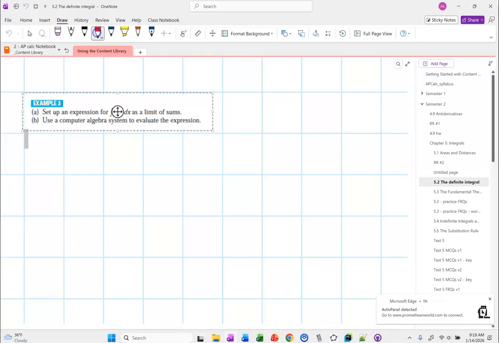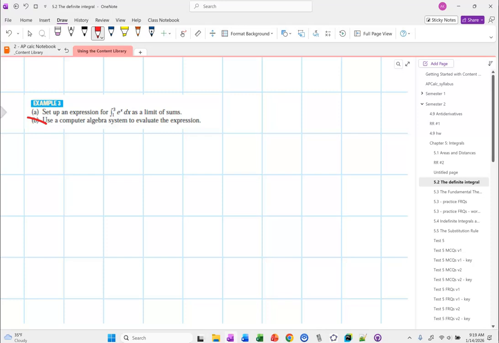So we're not going to do, obviously, part A. I don't care about a computer algebra system to do this.